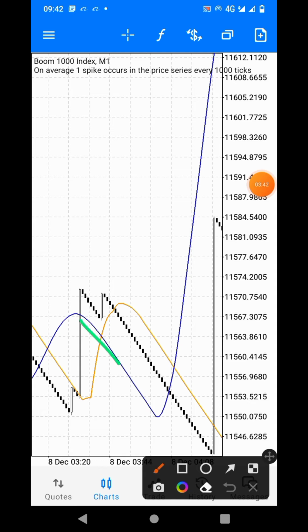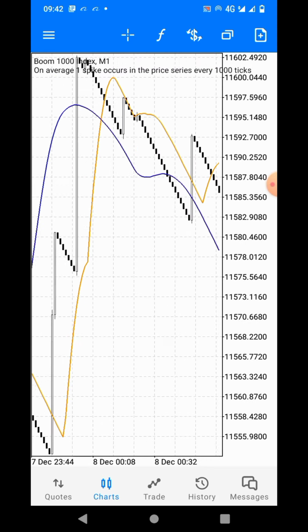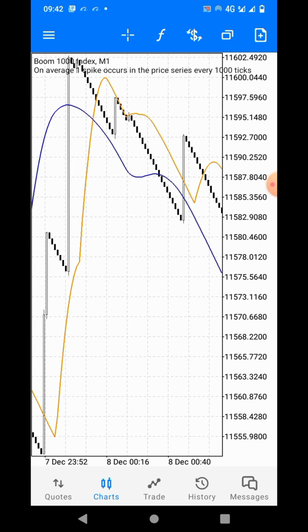So you have this one below. This one is now below. You can just sell, take your 10, 20 candles, and you're out of the market. So this strategy actually works very well, guys. It works very, very well. So I advise you practice it, test it very well before you actually start trading with it.